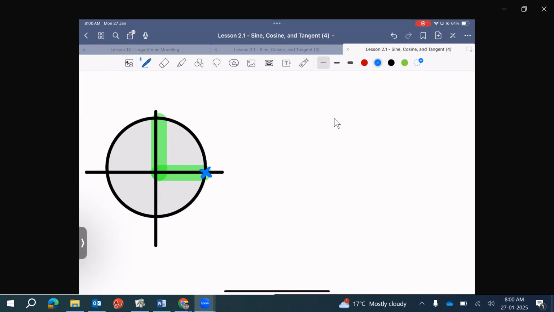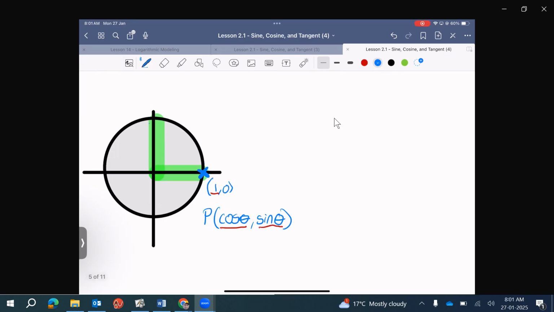So this is the point 1, 0. In the unit circle, remember that the point P is always the cosine of theta, sine theta. So if this is 0 degrees, what is the cosine of 0 degrees? 1. So if this is always the cosine, what is the cosine of 0 degrees? 1. If this is the sine, what is the sine of 0 degrees? 0.